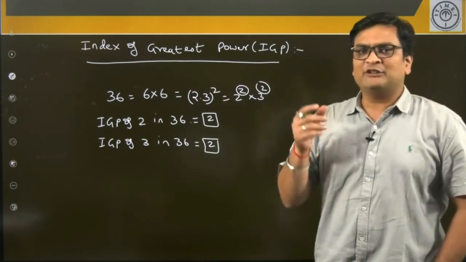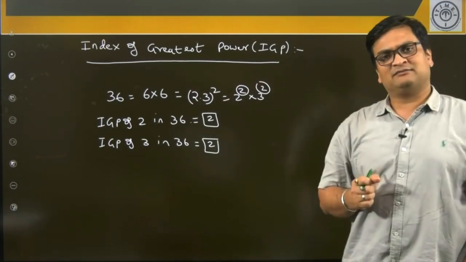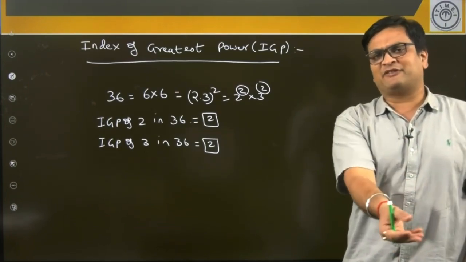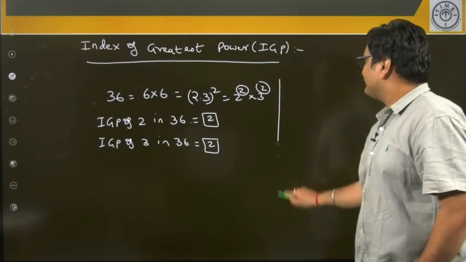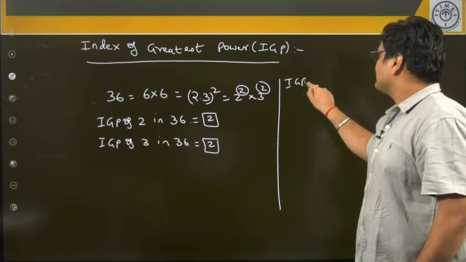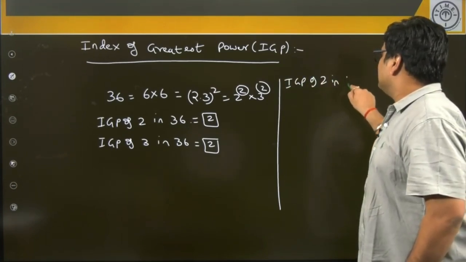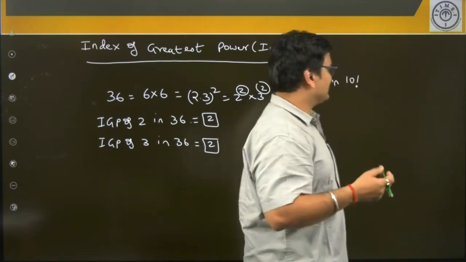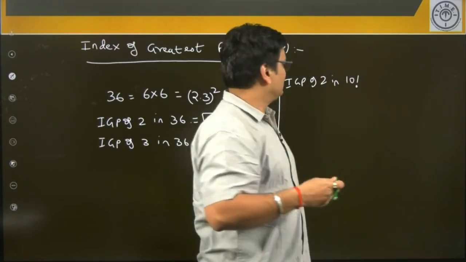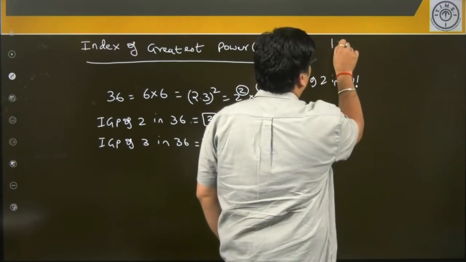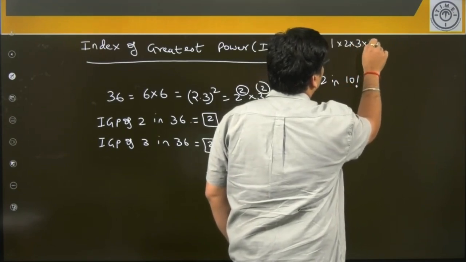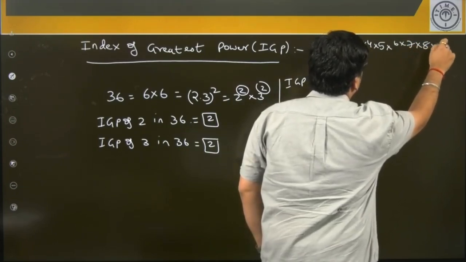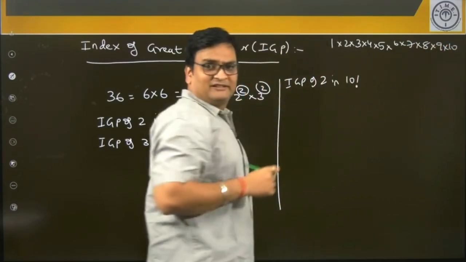So this is what IGP basically means. IGP means when you prime factorize the given number, what is the power that we get for the required asked number. For example, if I want to find IGP of 2 in say 10 factorial. Now, by the way, what do we mean by 10 factorial? 10 factorial basically means the product of the first 10 natural numbers. So 10 factorial will be nothing but 1 into 2 into 3 and so on up to 10.